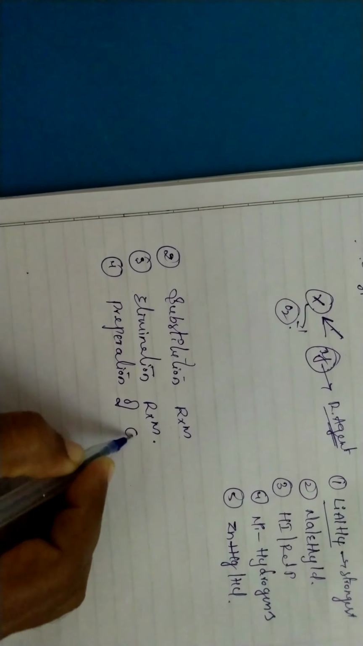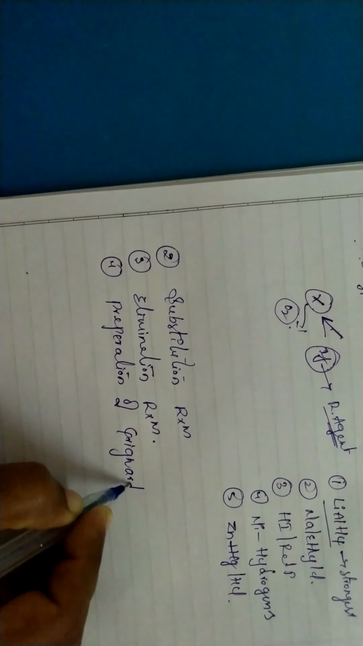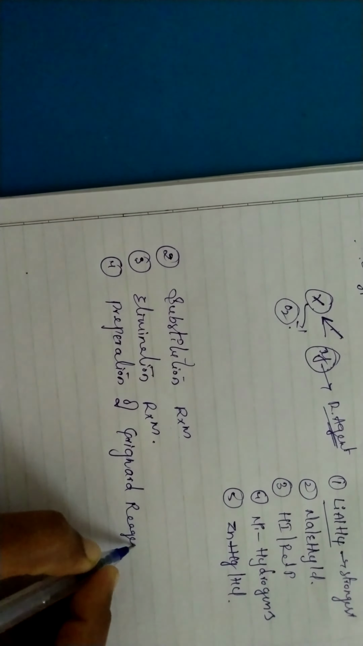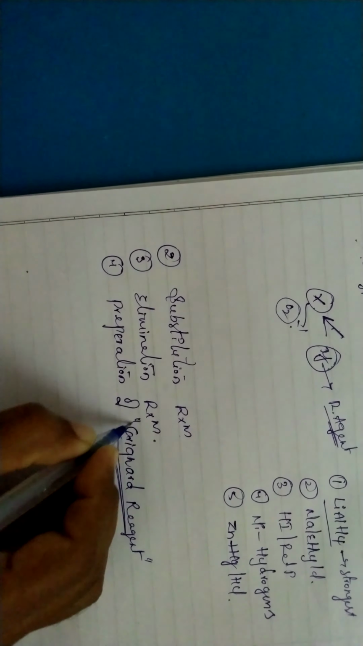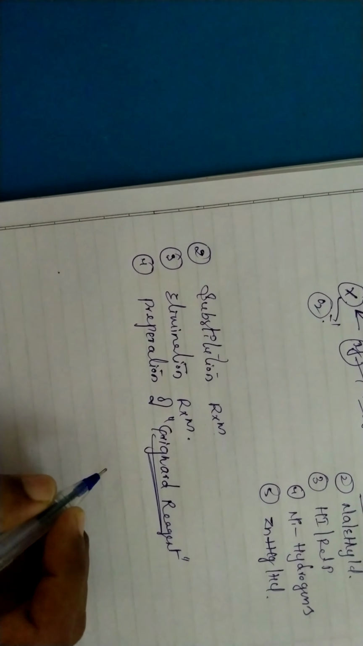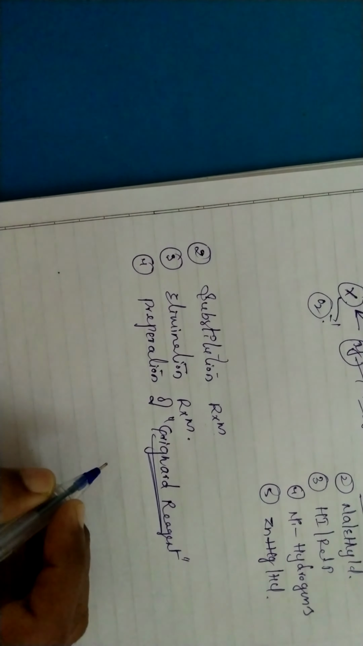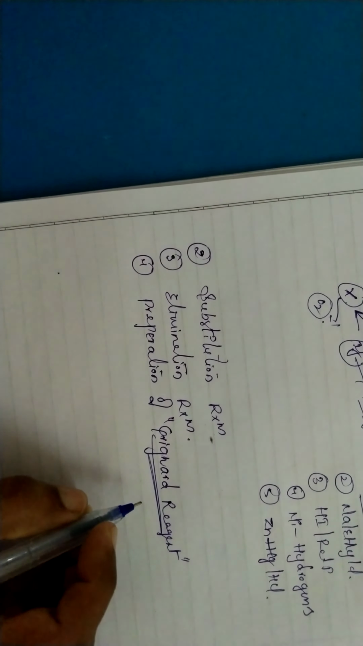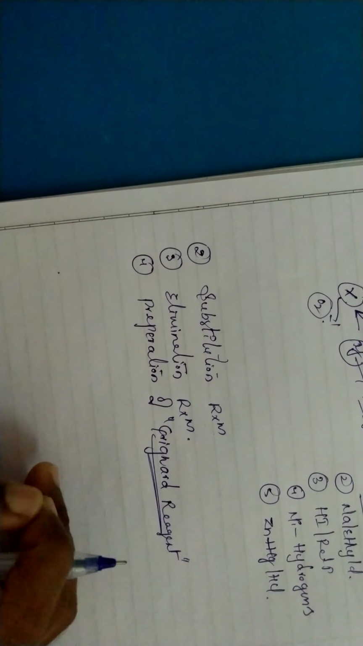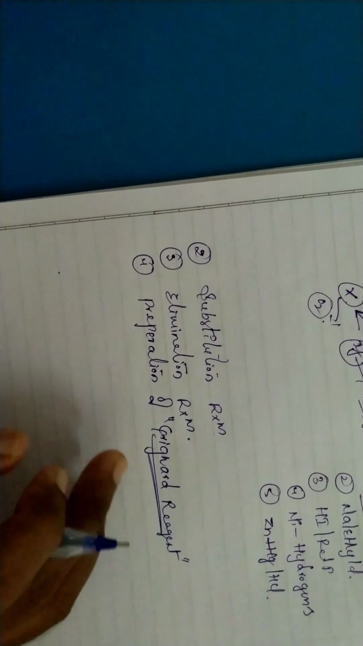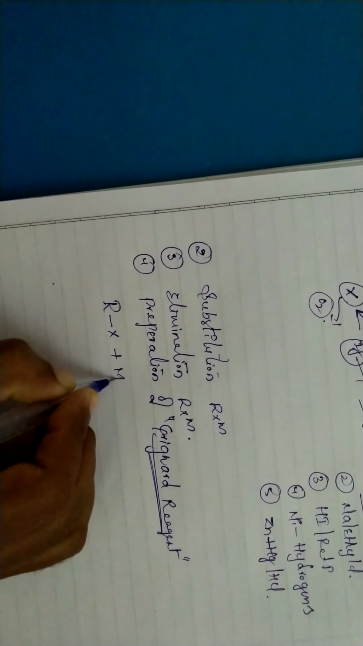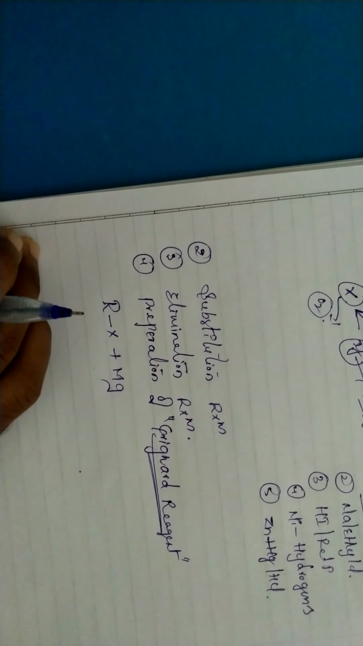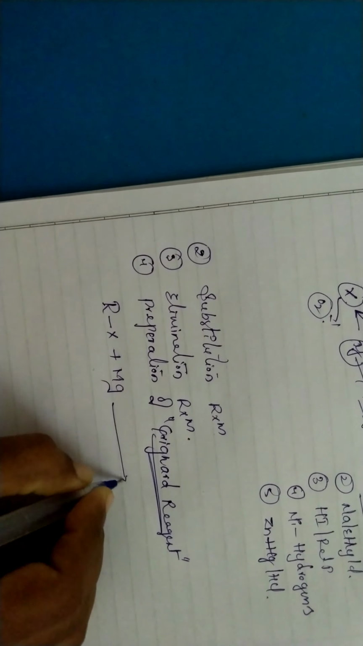The Grignard reagent is a very important reagent in organic chemistry. With the help of Grignard reagent we can prepare a number of new organic compounds. Let's see what a Grignard reagent is. This Grignard reagent is prepared from an alkyl halide. First of all, we take any alkyl halide. This alkyl halide reacts with magnesium metal in the presence of dry ether.